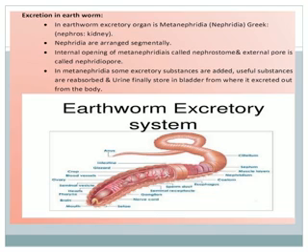In metanephridia, some excretory substances are added, useful substances are reabsorbed, and urine is finally stored in the bladder, from where it is excreted out from the body.